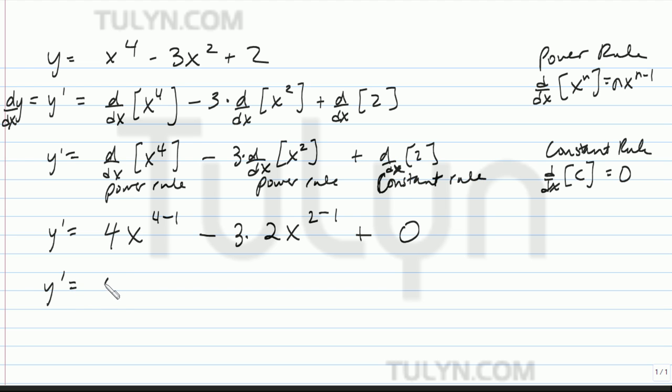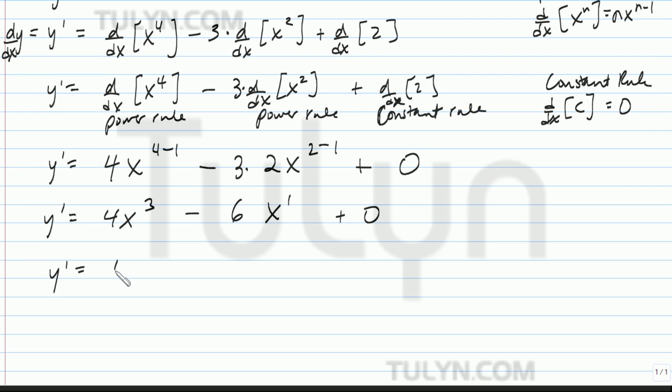So y prime equals 4x. We'll simplify the differences of your exponents. 4 minus 1 is 3, minus 3 times 2. Your coefficient times your coefficient after you solve using the power rule equals 6. x to the 2 minus 1. Simplify the difference, it's going to be 1 and 0. y prime equals 4x to the third minus 6x.